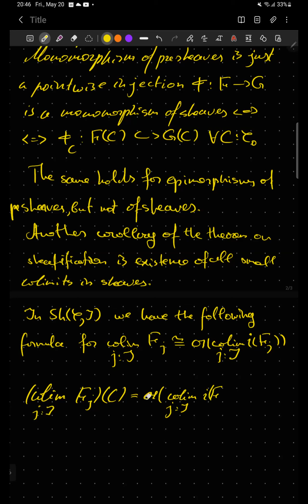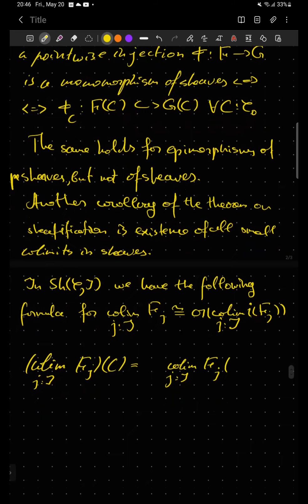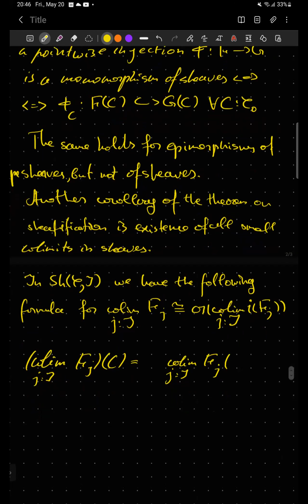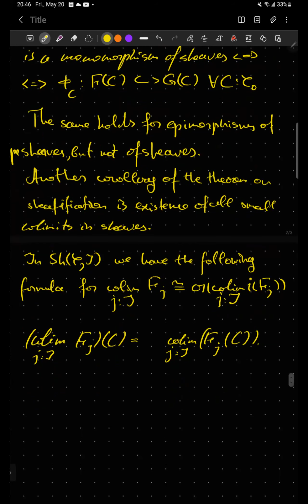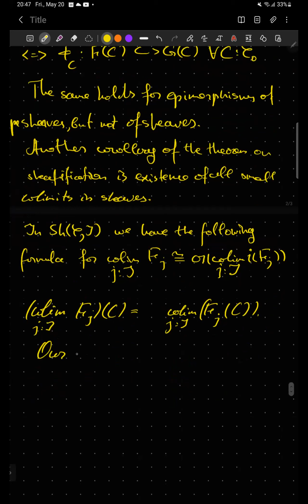Okay. So we have the following formula for the colimit of sheaves. I can't explicitly write down this formula for sheaves because it involves sheafification, and it does not compute straightforwardly on objects. So we have just this formula. Okay. Our next goal is to construct exponential objects in sheaves.